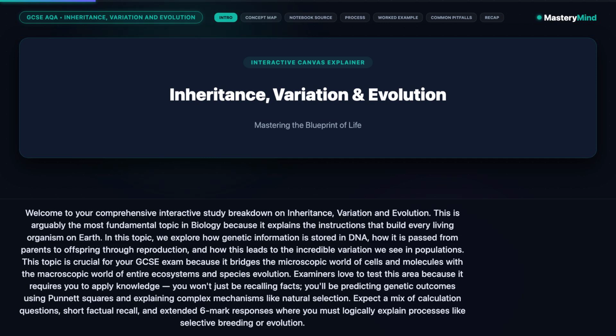You won't just be recalling facts, you'll be predicting genetic outcomes using Punnett squares and explaining complex mechanisms like natural selection. Expect a mix of calculation questions, short factual recall, and extended 6-mark responses where you must logically explain processes like selective breeding or evolution. Let's map out the core concepts.